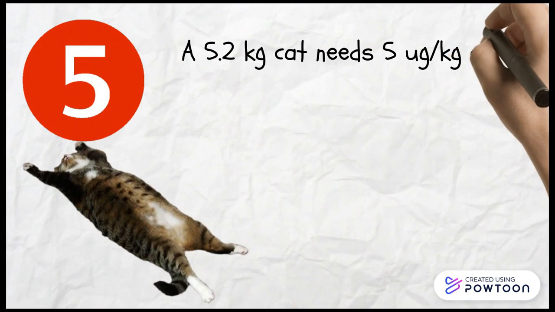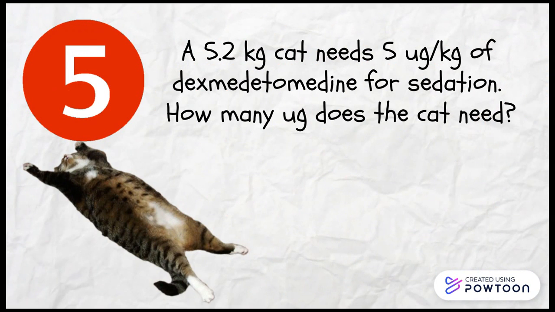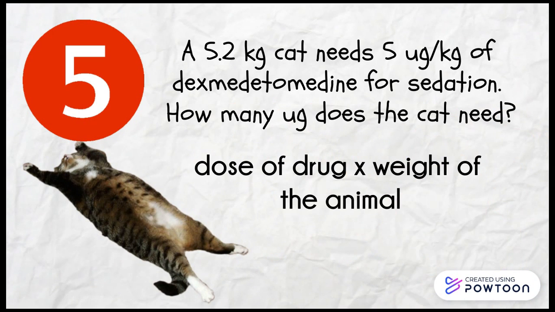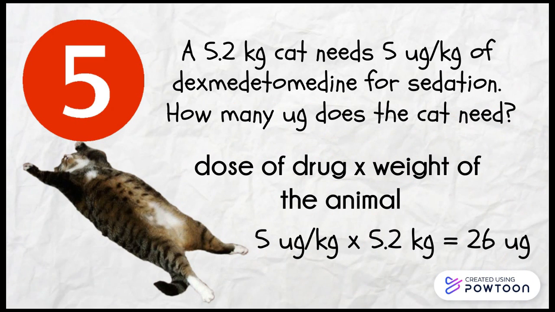For the last item, a 5.2 kilogram cat needs 5 microgram per kilogram of dexmedetomidine for sedation. How many micrograms does the cat need? 5 microgram per kilogram multiplied to 5.2 kilogram is 26 micrograms. Therefore, the cat needs 26 micrograms of dexmedetomidine for sedation.